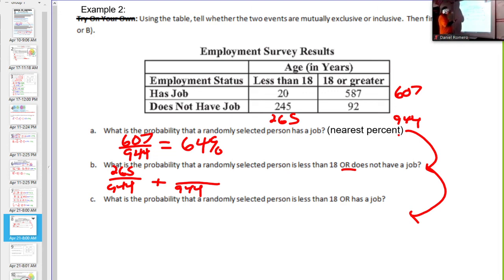Does not have a job is 337. But then the question is, are there people that are less than 18 that do not have a job? Yeah, this is an exception here. I gotta take away those 245 because they're being counted twice. Okay, and then as a percent, we just put 265 plus 337 minus 245 divided by 944. Is approximately 38%.